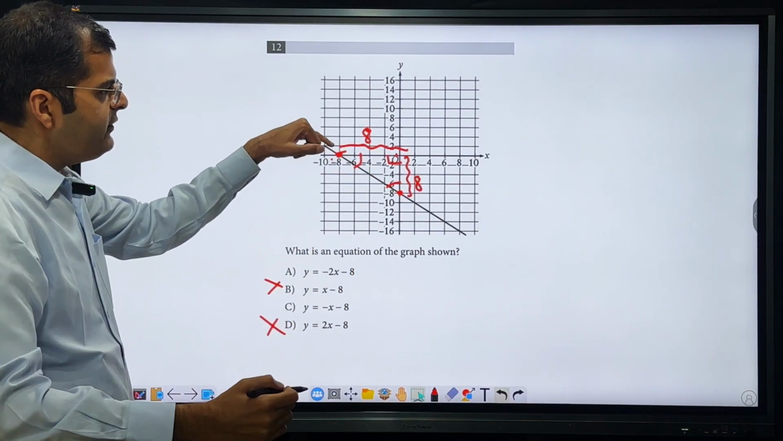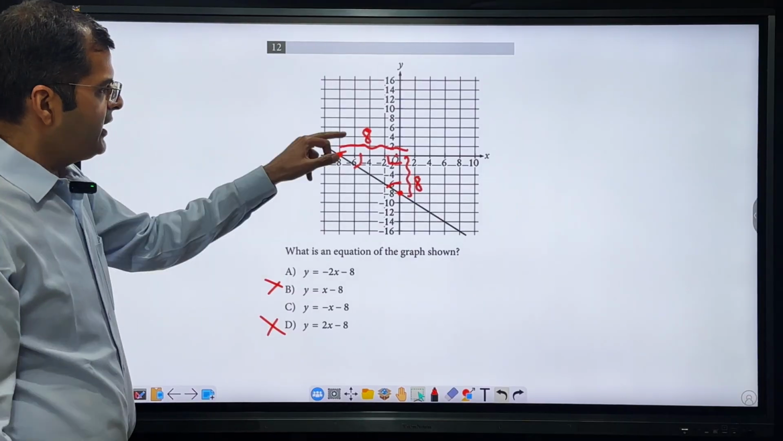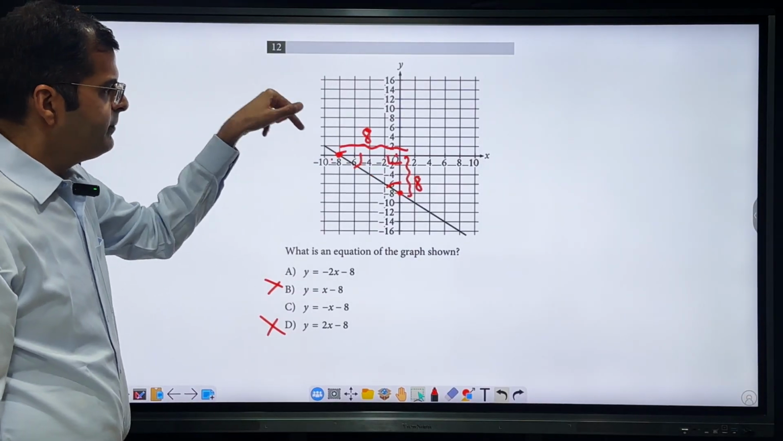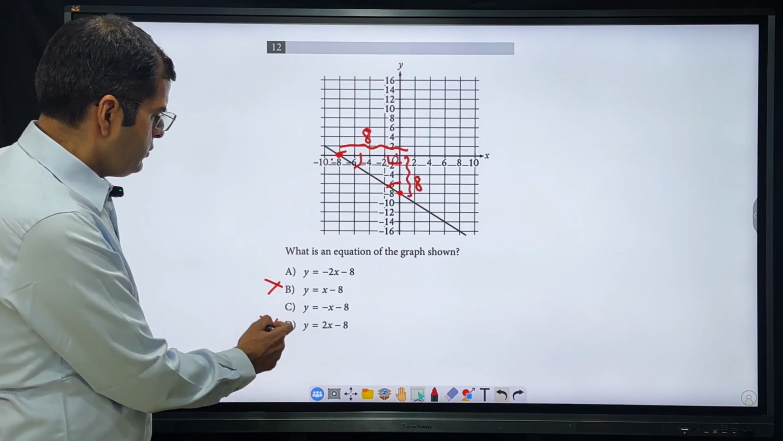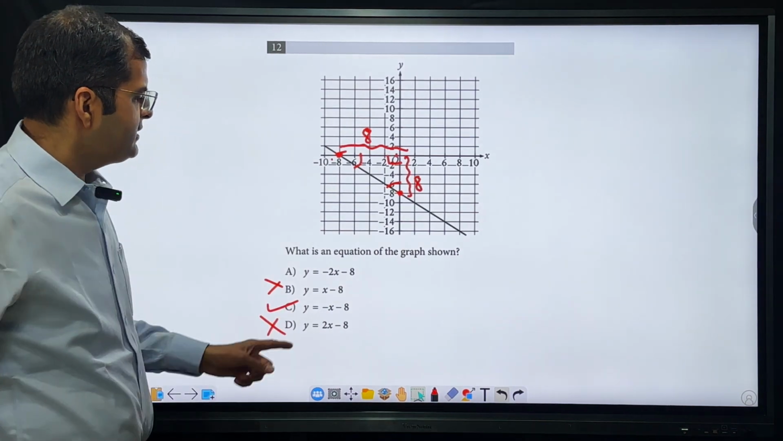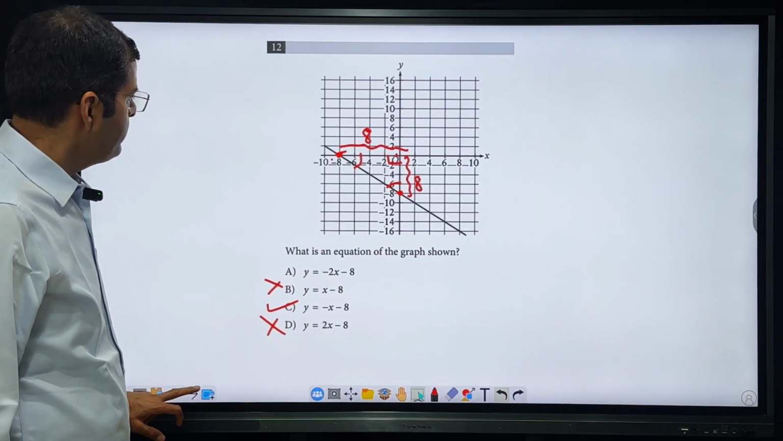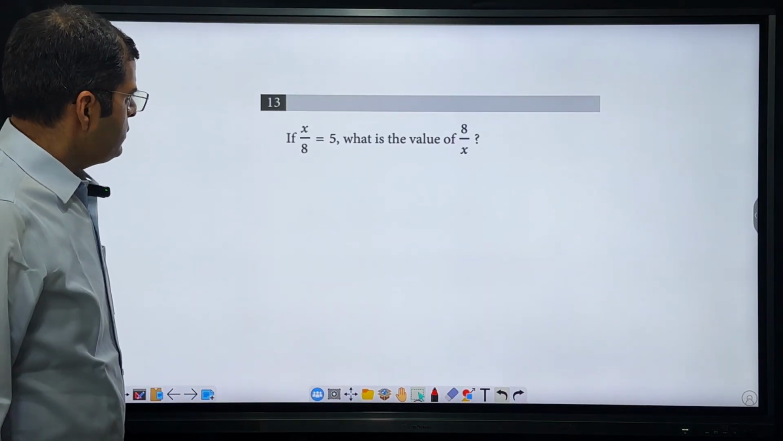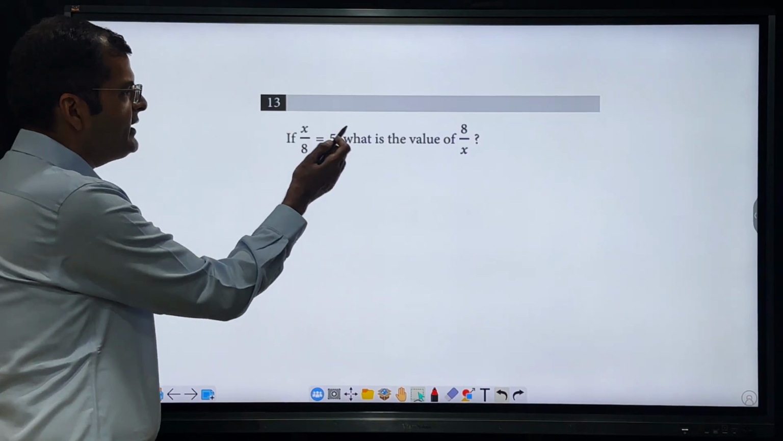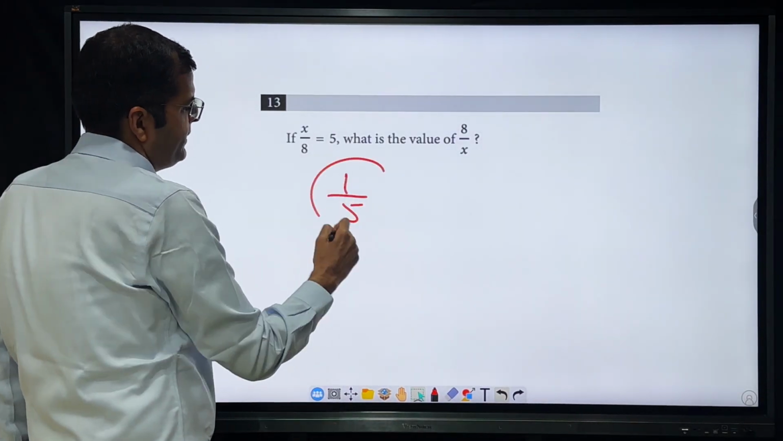That means this angle is 45, this angle is 45. So if this is a 45 degree angle, negative 45 that you make with the x axis, that means the slope should be minus 1. So answer option C gives me slope as minus 1. Okay, so answer option C is correct here. So now the next question says if x by 8 is 5, what is 8 by x? 1 by 5. Pretty straightforward.